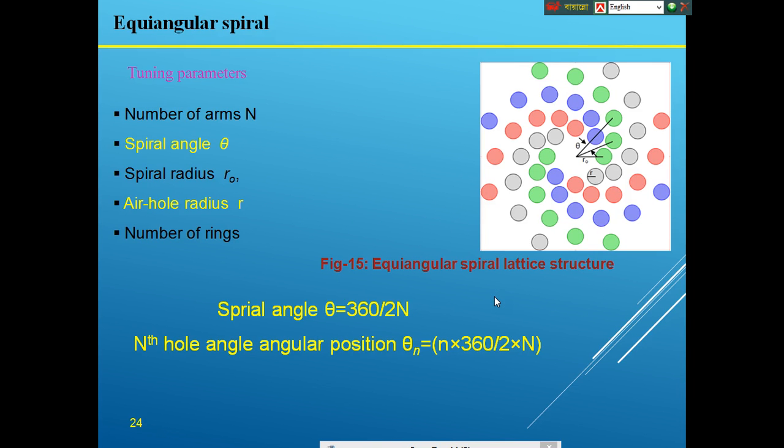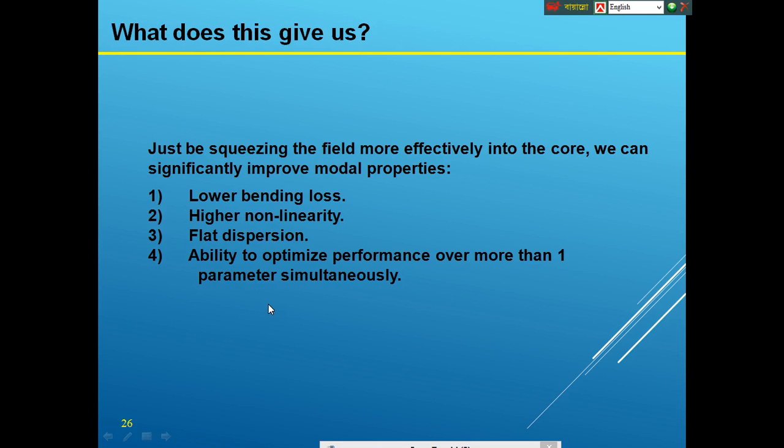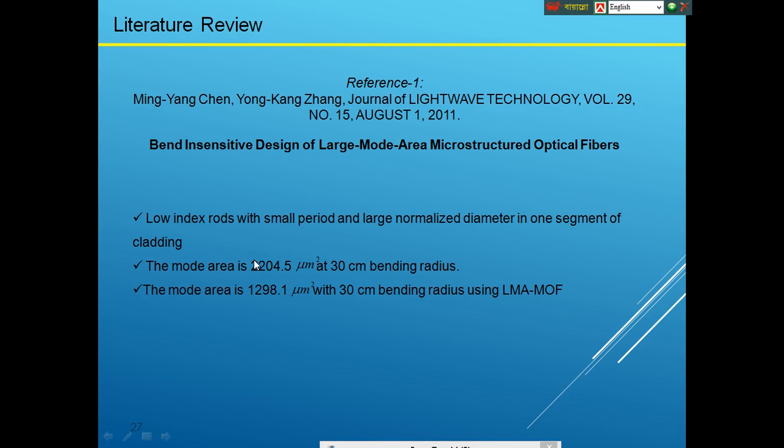Here we have used an equiangular spiral. The reason for using the equiangular spiral is that the number of arms can be changed, or the number of air holes or diameter of air holes, angular increment and air hole radius can be changed. That gives us low bending loss, high non-linearity, flat dispersion and the ability to optimize the performance.